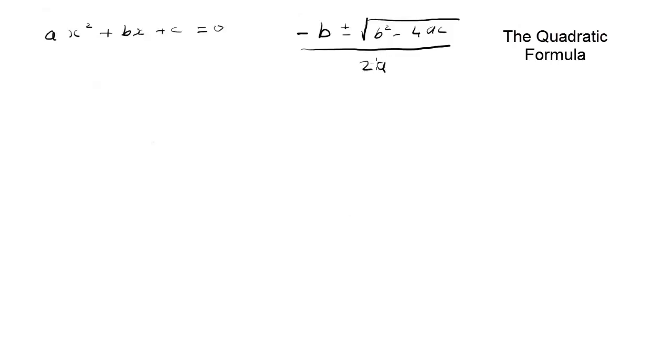Now let's write it out. So the quadratic formula is this: minus b plus or minus the square root of b squared minus 4 times a times c, all over 2 times a. And so you notice that these letters a, b and c are matching up with what we call coefficients, the numbers before the letters x in this equation here.